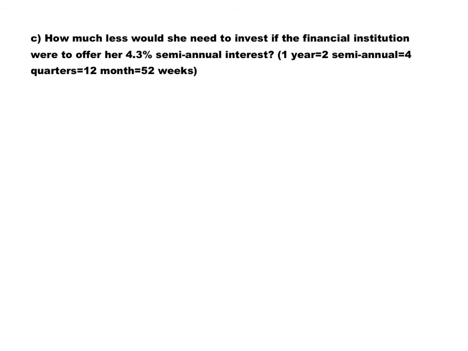The next part of the problem says, how much less would she need to invest if the financial institution were to offer her 4.3% semi-annual interest? Now, in this case, the formula becomes A is equal to A0 times 1 plus the interest rate, which is now changing to 0.043. The decimal value is 4.3%. The compounding is the same, which is semi-annual, so we divide it by 2. And the number of years is 8, and 8 times 2 is 16.